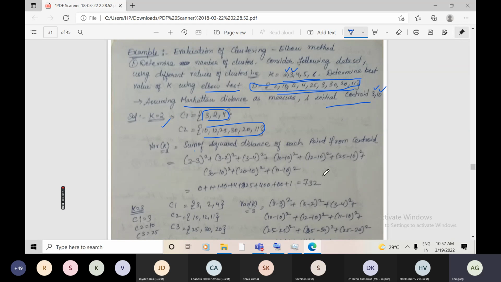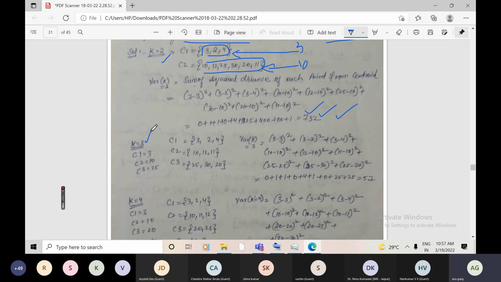So whatever distance, Manhattan distance, you need to do, and then find out the value. How is this distance done? For cluster C1, the 2 centroids are given, 3 and 10. So take this centroid and find the distance for C1, and take the other centroid and find the distance for C2. After you do this and add up all of it, you will get the value. Next, using k equal to 3, again divide this data set.